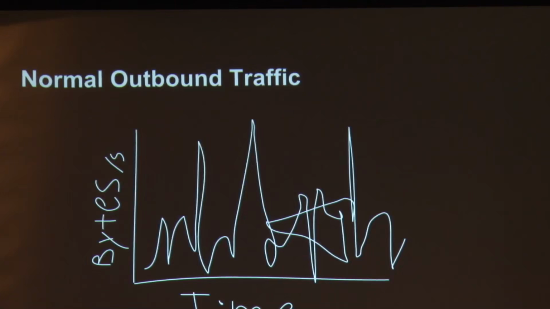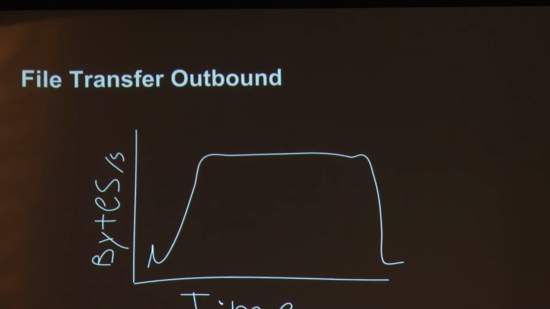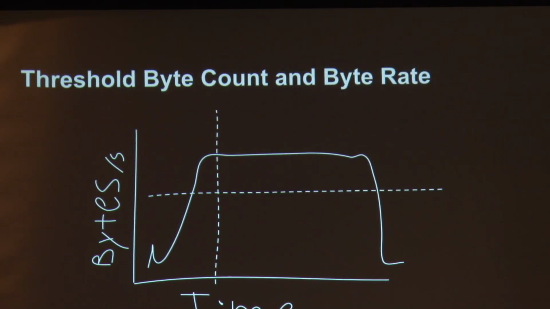Normal outbound traffic looks exactly like this very scientific graph here. But a file transfer outbound looks like this, right? Clear as day. So how do you detect that? Well, and this is what Bob came up with at Reservoir Labs, you just threshold the byte count and the byte rate, and that's how you detect the file transfer being sent outbound.